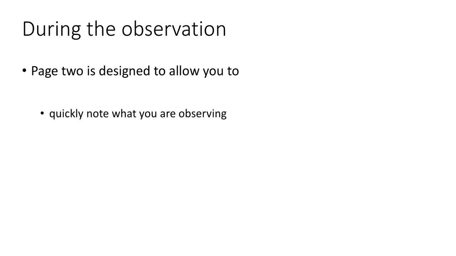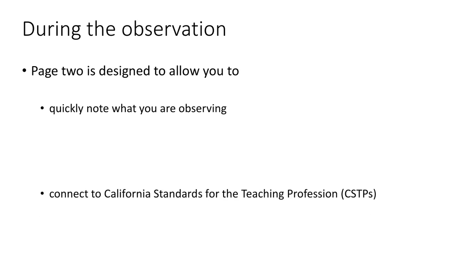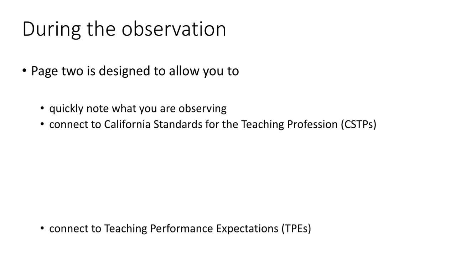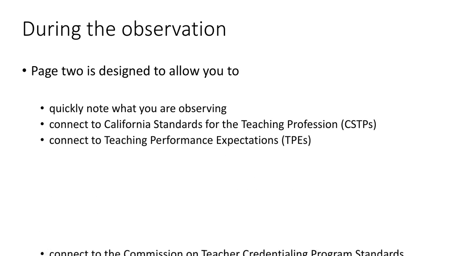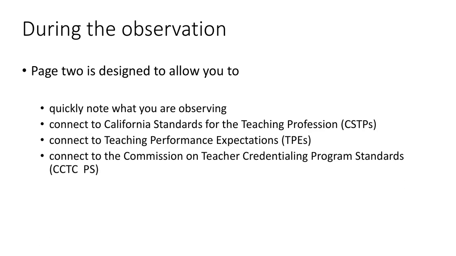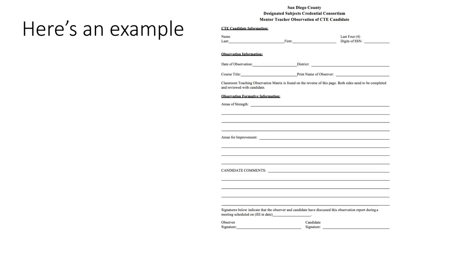So how to use these forms during the observation? Page 2 is specifically designed to allow you to quickly know what you're observing. To connect your observations to the CSTPs, to connect your observations to the TPEs, and to connect your observations to the Commission on Teacher Credentialing Program standards. That sounds like a lot of notations, so let's take a quick view of this form in use.